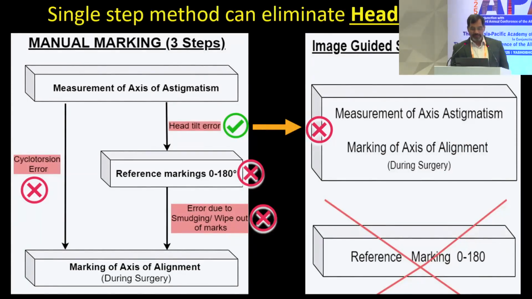This manual marking method is a 3-step method. In the first step, we are measuring the amount of astigmatism. Then preoperatively, we are marking the reference marking. Intraoperatively, we are marking the steep axis. So if we are not doing reference marking, there will be the cyclotorsion error.